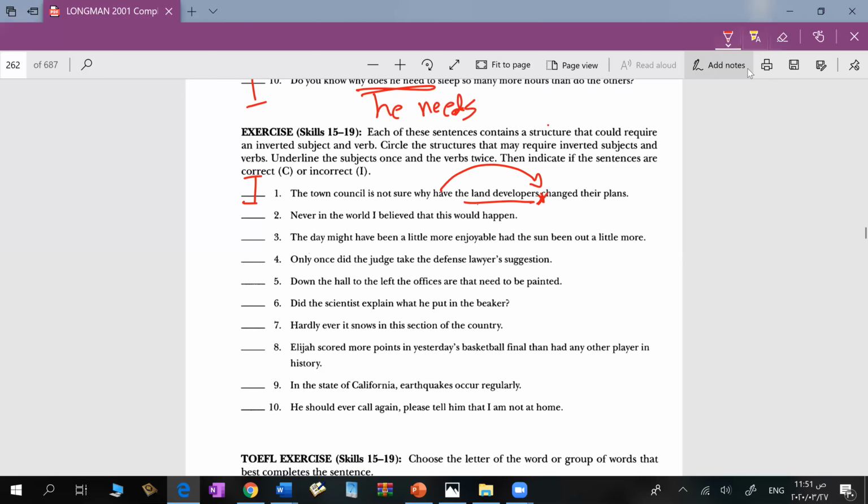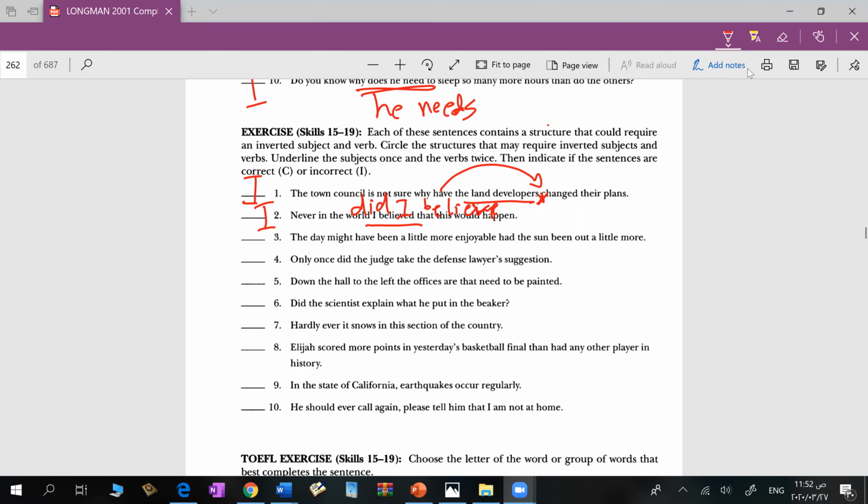Never in the world I believed. Incorrect. How can I make it correct? Did I believe? Never in the world did I believe. Thank you very much. Okay, I will do something new this time. I will ask each participant to give me the answer in order of appearance.